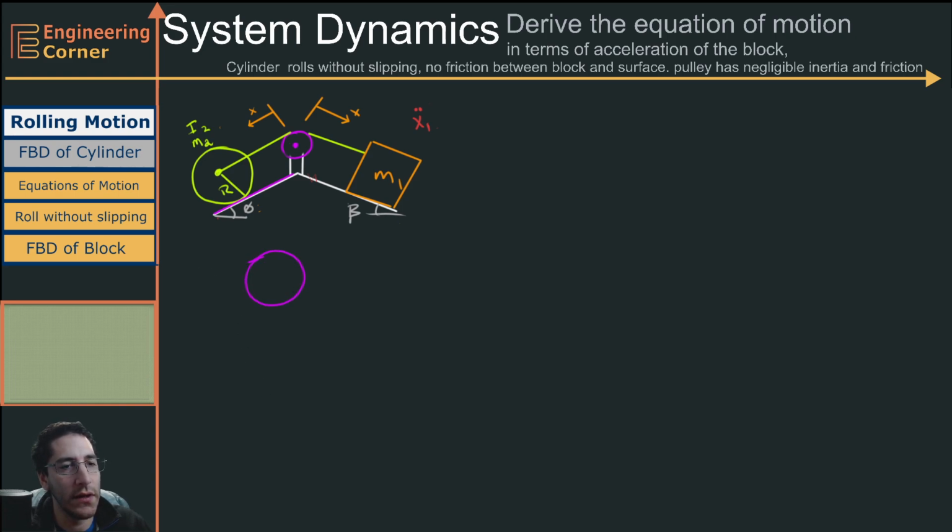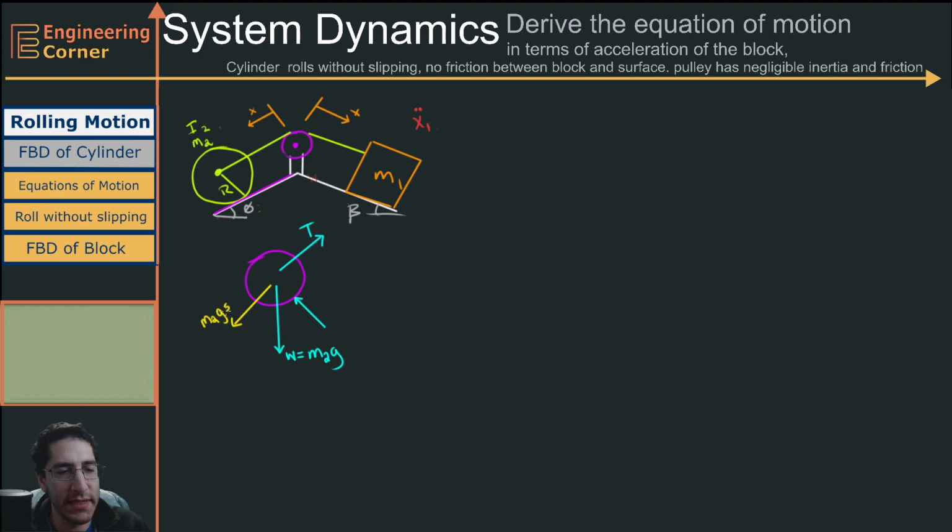So for this cylinder, we have a couple of forces. First, we have the tension of my rope. Next, I have a normal force, and this normal force is going to be perpendicular to the surface, so perpendicular to the plane that it's on. Finally, I have a weight force that goes straight down, and my weight is going to be m2 times gravity. I'm going to decompose this into a weight that goes this way.